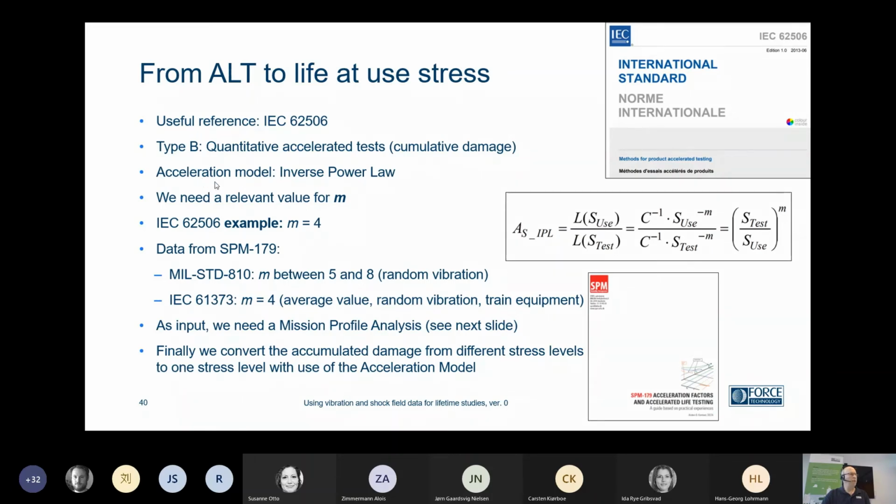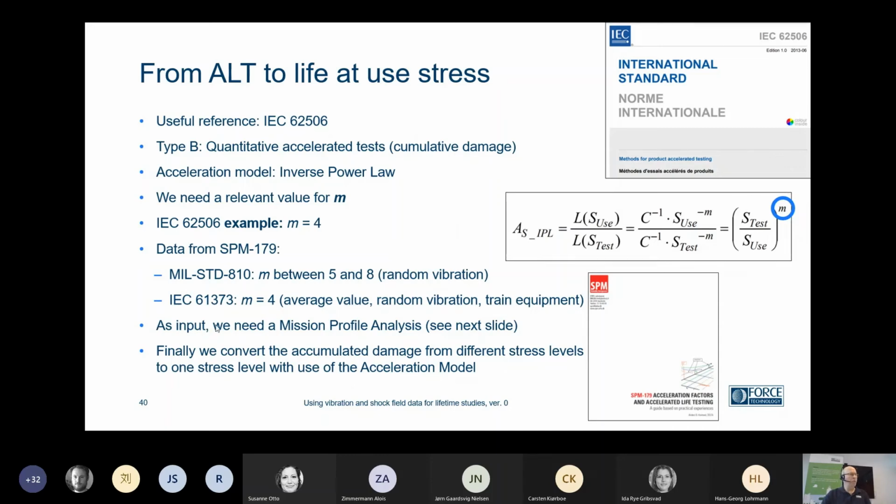We have to find an acceleration model for high cycle fatigue, with small cracks getting bigger and bigger for each stress level. We use the inverse power law. In this standard there are some good examples. It's not a cookbook for every test you do. It's methods that are described, but there are some good examples in it. In the examples they recommend using M equal to 4. From the other source we saw just before, we saw something between 5 and 8. What we actually do here at FORCE is that when we make the analysis, we do it with different M values. Then we get an idea of the range we are working in.